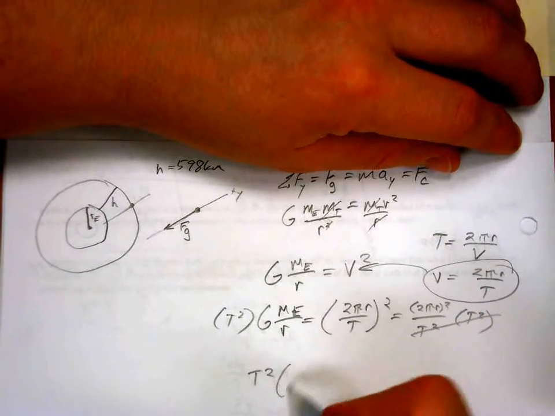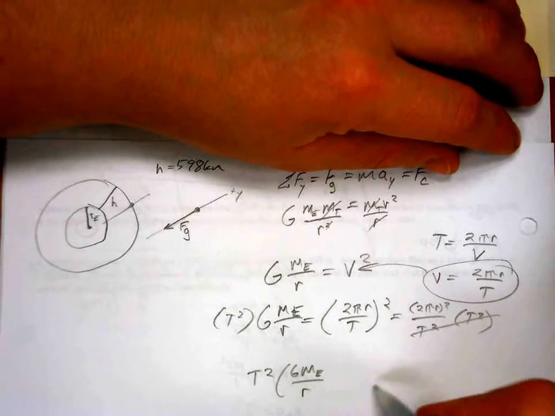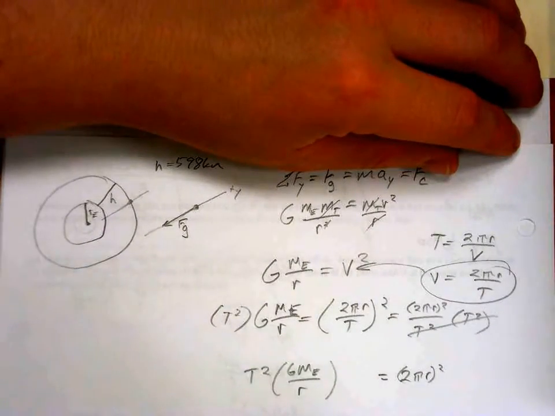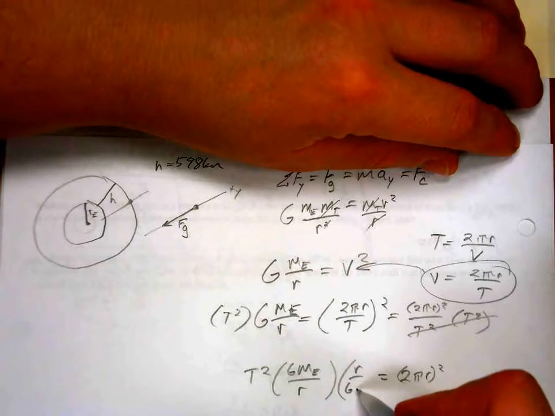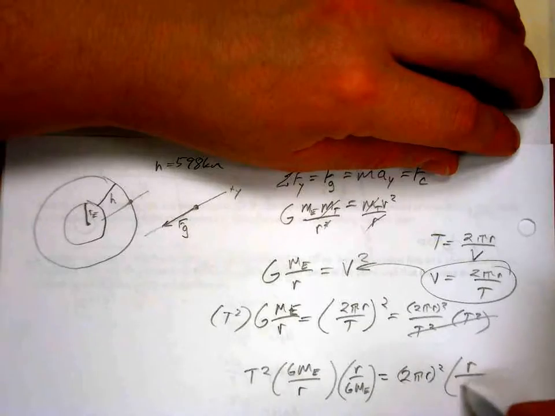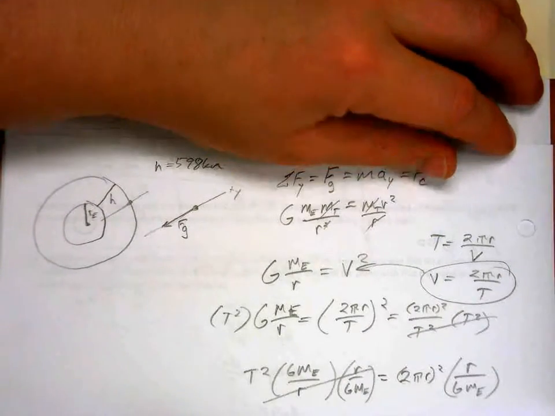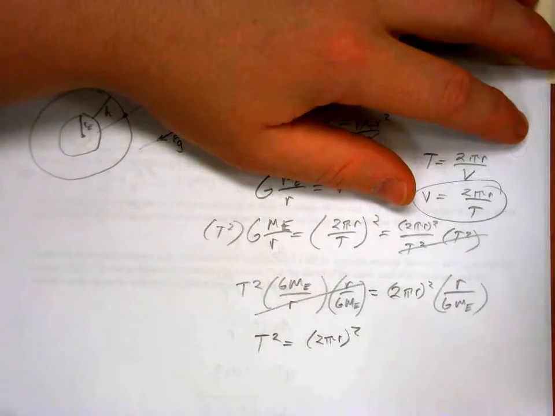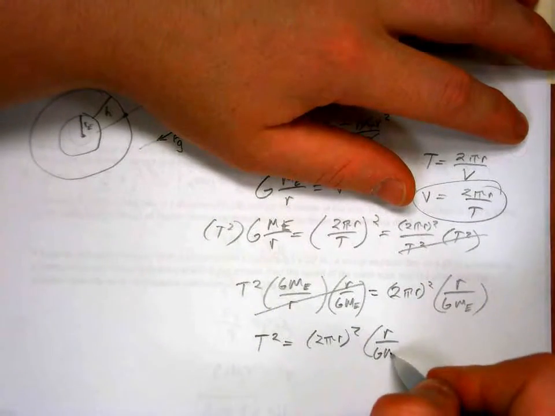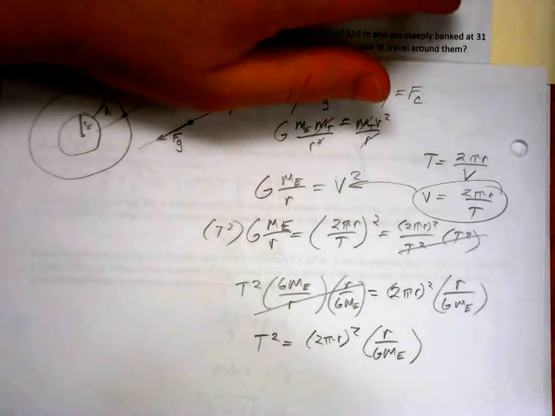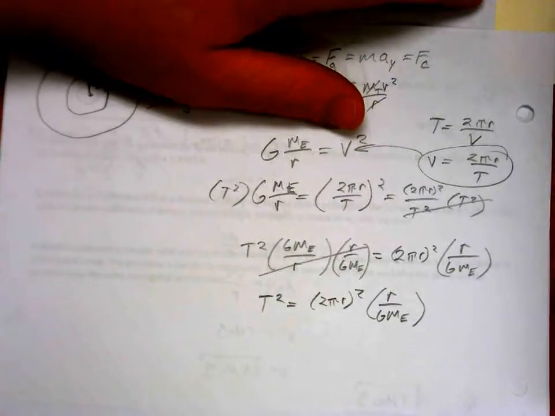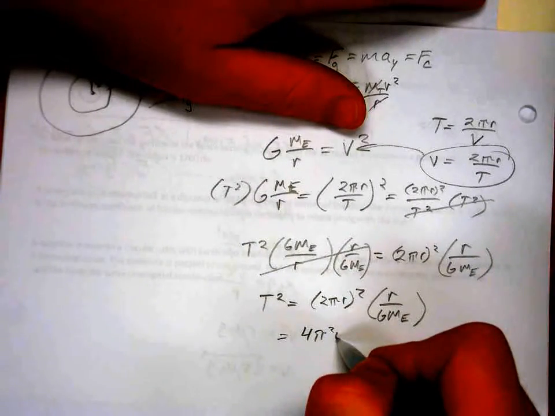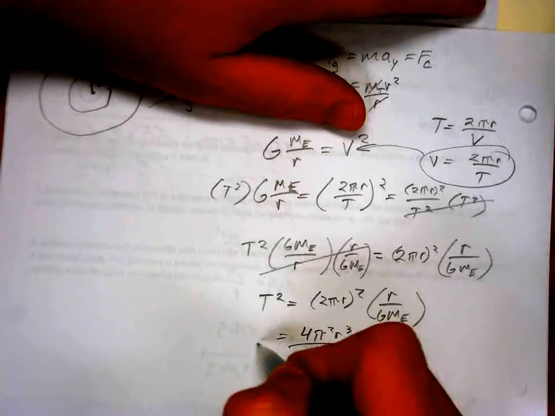So T squared times G M_E over r equals 2 pi r quantity squared. Now I'll multiply each side by r over big G times the mass of the Earth. So then T squared equals 2 pi r quantity squared times r over big G times the mass of the Earth. We can simplify this a tiny amount. 2 squared is 4, pi squared is pi squared. r squared times r is r to the third. Big G, M_E, that's T squared.